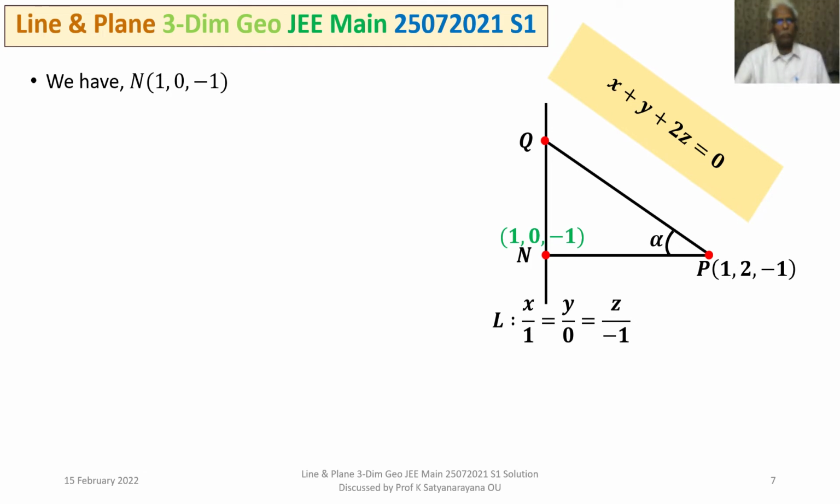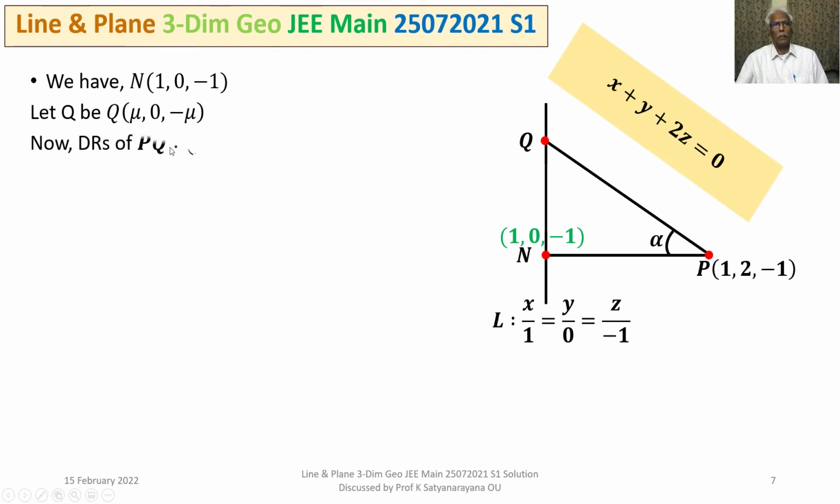So the diagram is here, and we have the point N with the coordinates 1, 0, minus 1, which is given here. Now let's proceed. Let Q be the point with the coordinates mu, comma 0, comma minus mu. And this is the same as lambda, 0, minus lambda for a different lambda, and that we have taken as mu. As mu is varying, it will give rise to various points on Q. So let the coordinates of Q be mu, comma 0, comma minus mu.